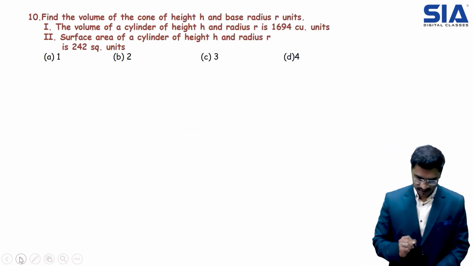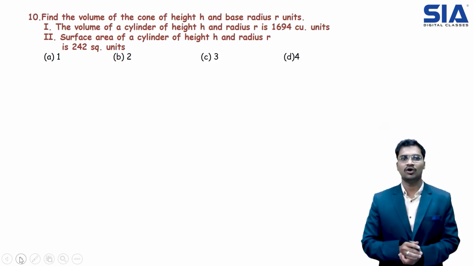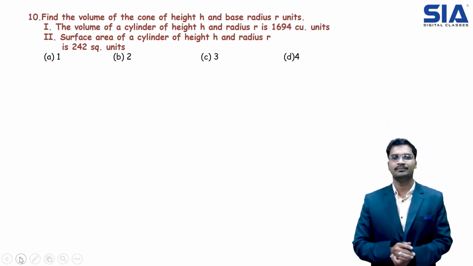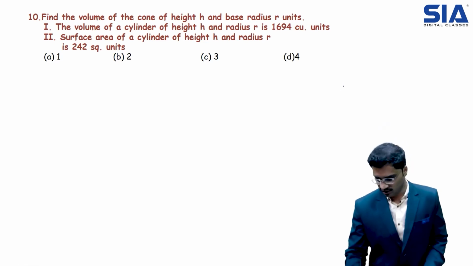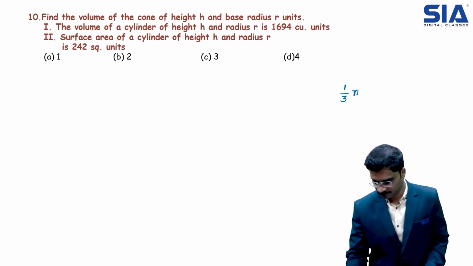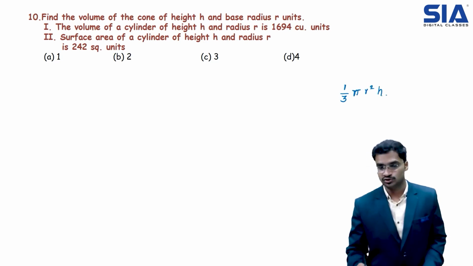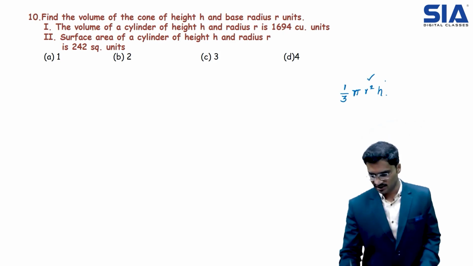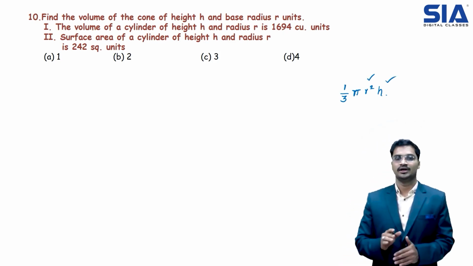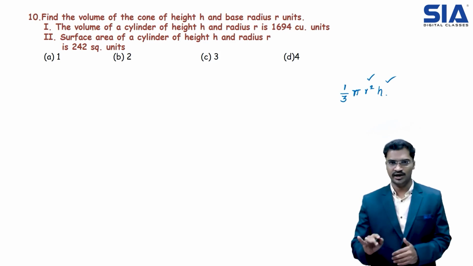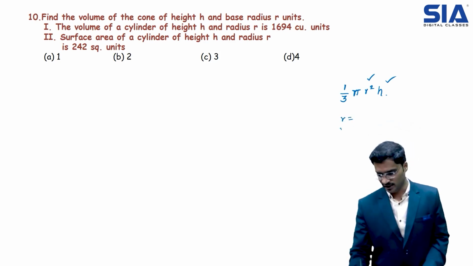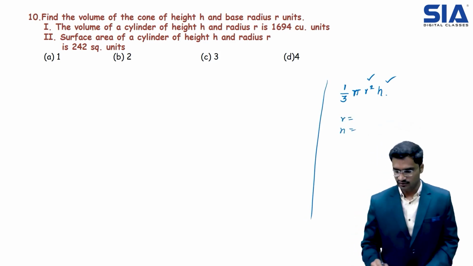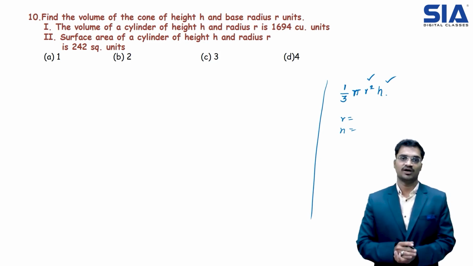Now coming to the next question, which is, find the volume of a cone of height h and base radius r. So we should find the volume of a cone. Volume of a cone is what? 1 by 3 pi r square h. So we should get the values for radius and height. We want the r value and the h value. So let us see which options are giving me the values of r and h.